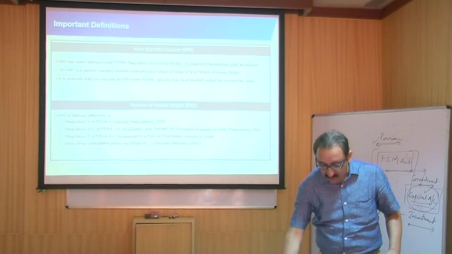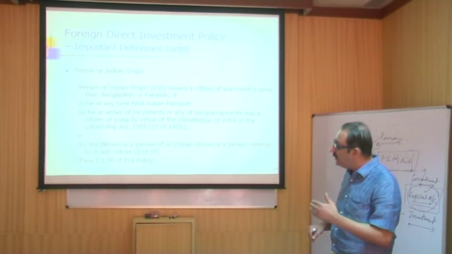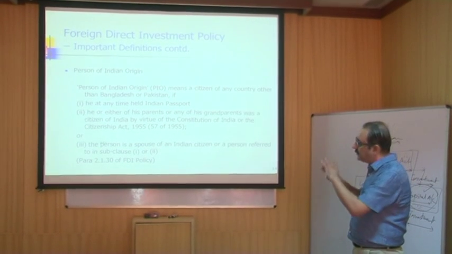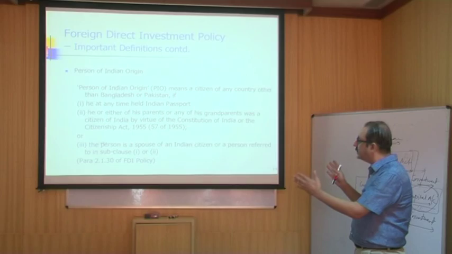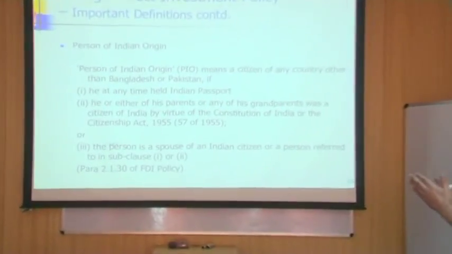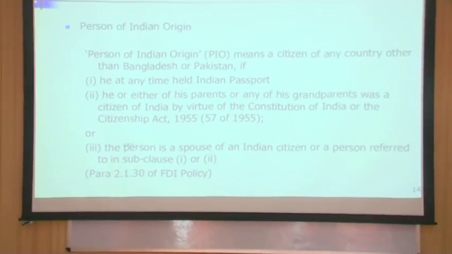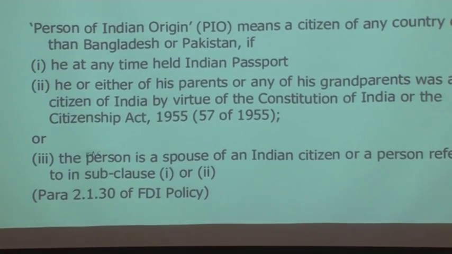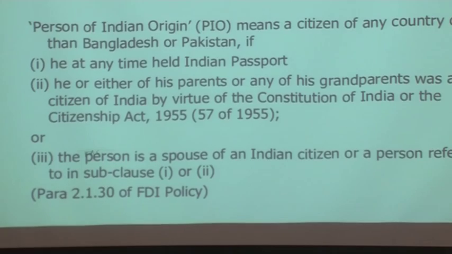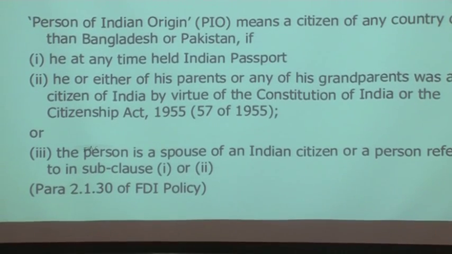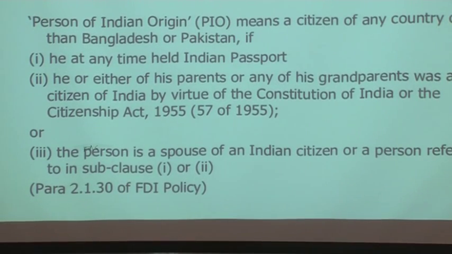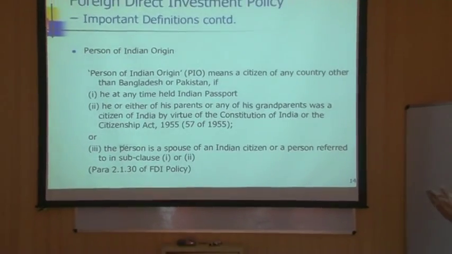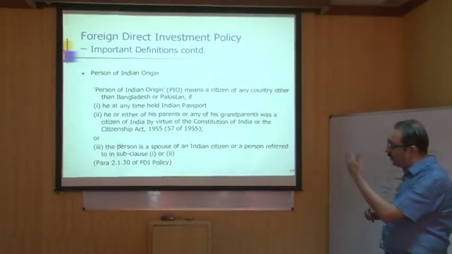So here we need to be very particular about the person of Indian origin for the different regulations. But the broader outlook of PIO means a citizen of any country other than Bangladesh or Pakistan, if he holds or held an Indian passport, or he or either of his parents or his grandparents was a citizen of India by virtue of the Constitution of India or the Citizenship Act, or a person who is a spouse of an Indian citizen or a person referred to in sub-clause 1 or 2 above.